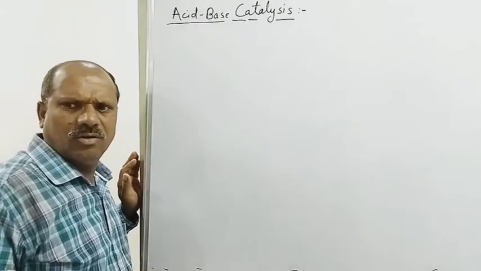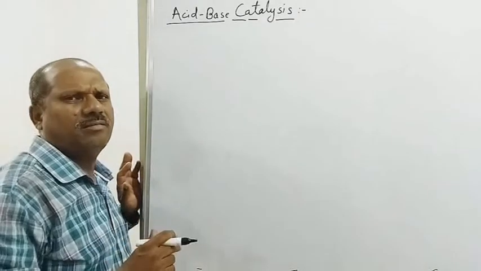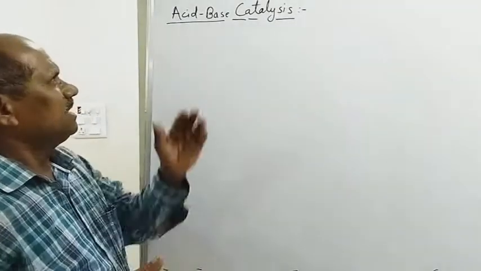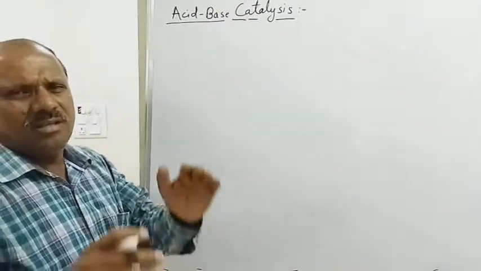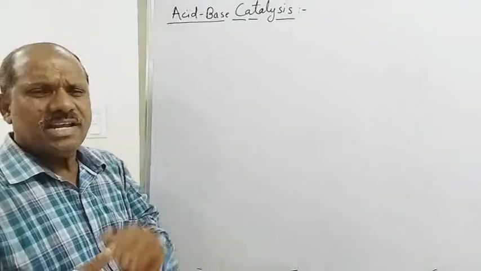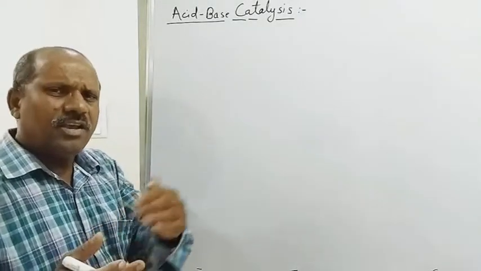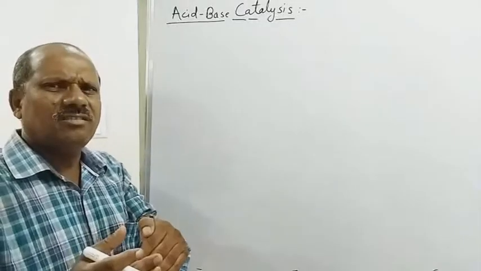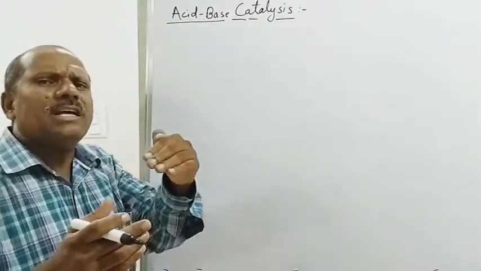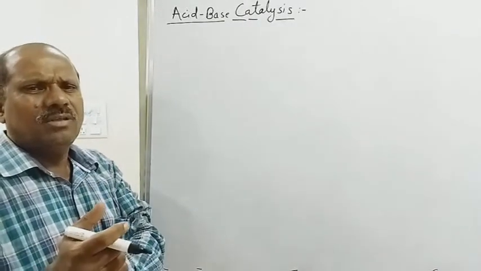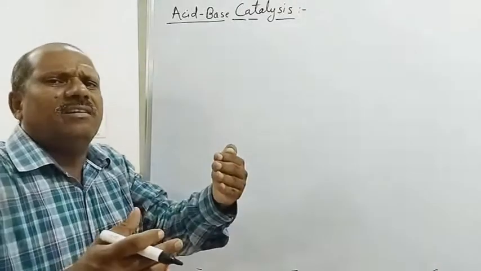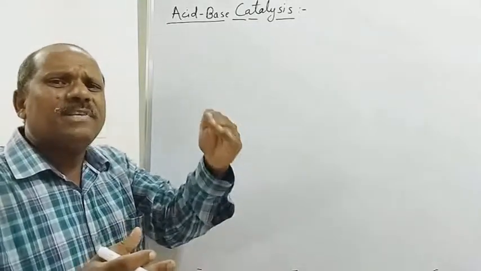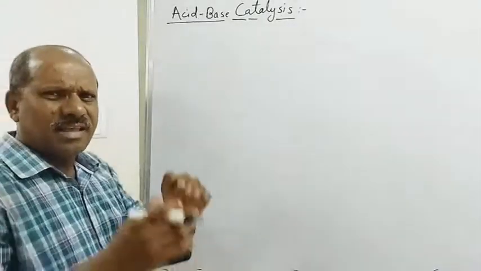Dear friends, today I am going to explain the next bit from your chapter Catalysis, that is the acid-base catalysis. This word itself indicates that it is one of the types of catalysis in which acids or bases, or acid and bases, play a role of catalyst. They may act as a catalyst to accelerate the rate of chemical reaction. And hence, such a catalysis in which acids and bases are playing the role of catalyst is called an acid-base catalysis.